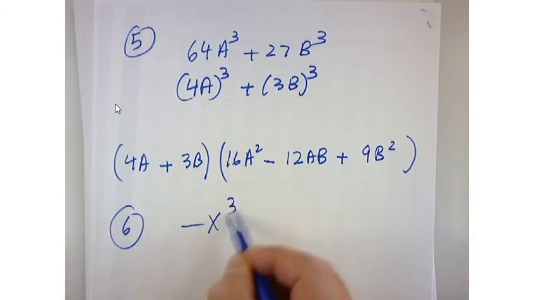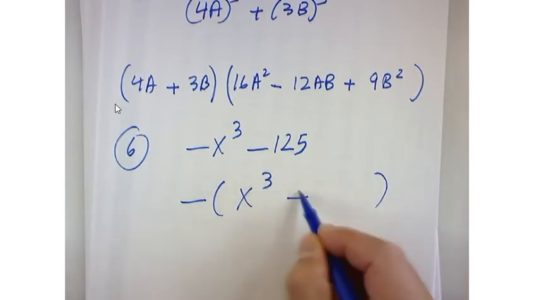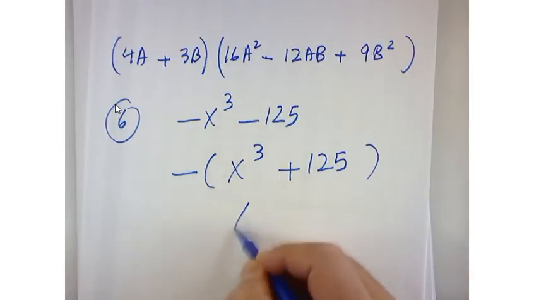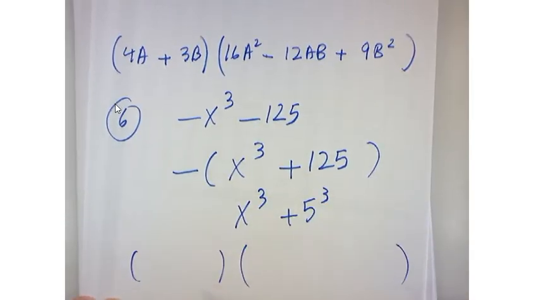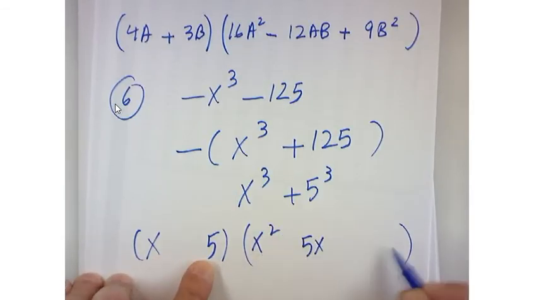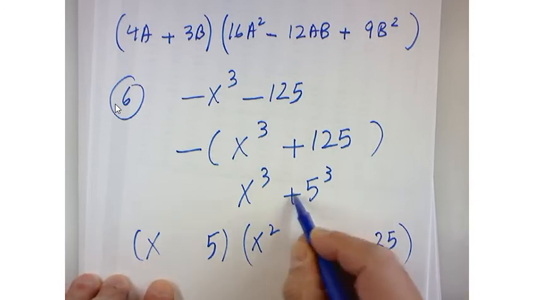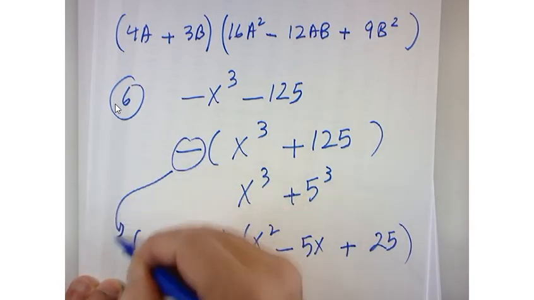Negative x cubed minus 125. We know if the first term is negative, that has to come out, and that's going to switch the sign. And that's x cubed plus 5 cubed. So you bring down what you see, square, multiply, square, and then same as the original, opposite to the original, and always plus, and this has to be brought down.